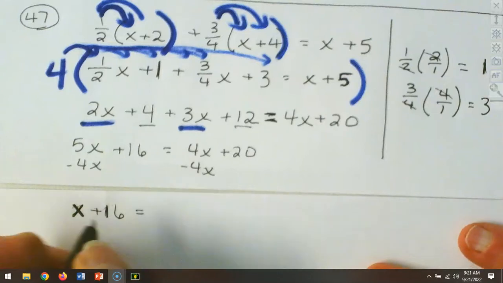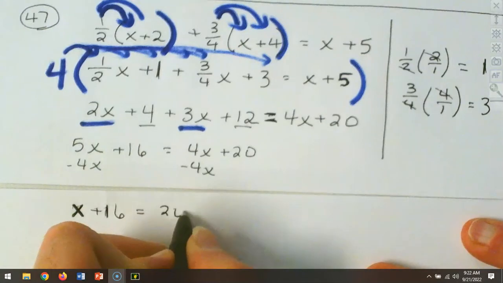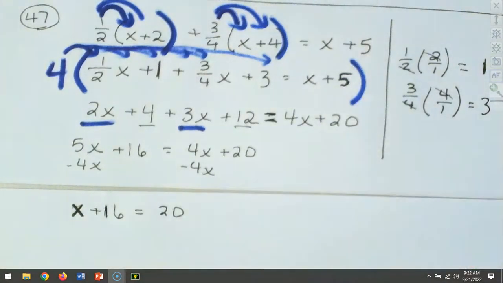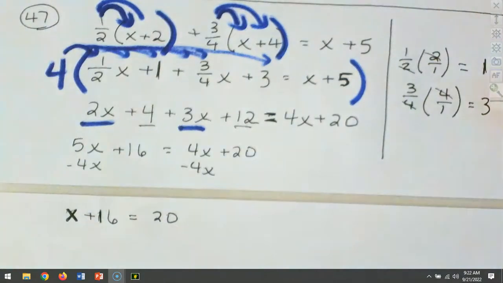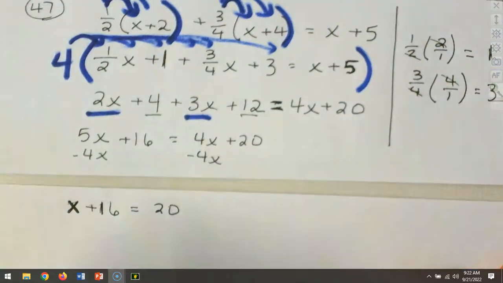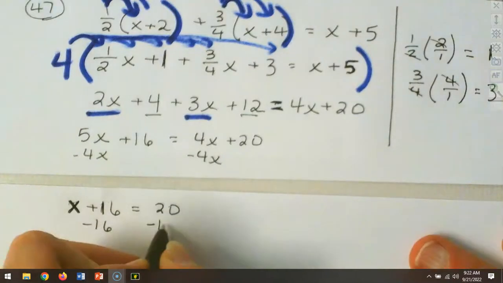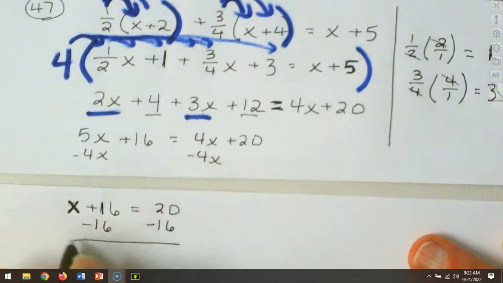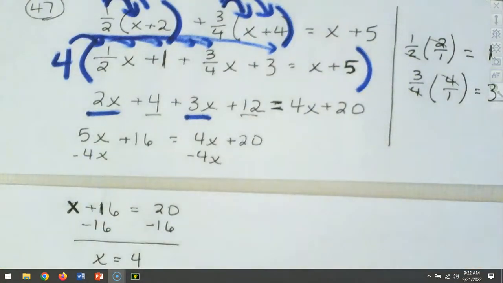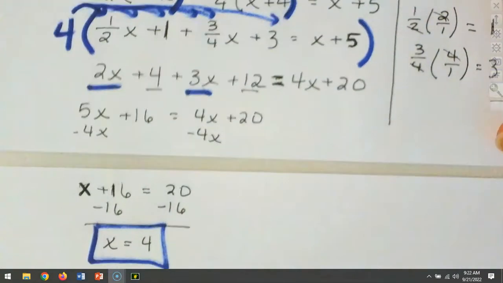On the right-hand side, we still have a 20. How do we finish this question out now? Yep, subtract 16 from each side, and that leaves you with x equaling now what? 4. And that's going to be your final finished answer. How do we know when to stop? We got x equaling a number, or the sides are the same, or the variable is gone.